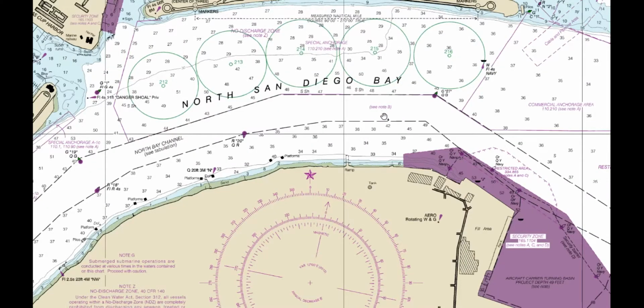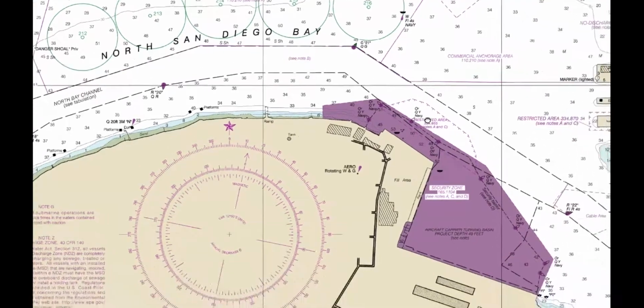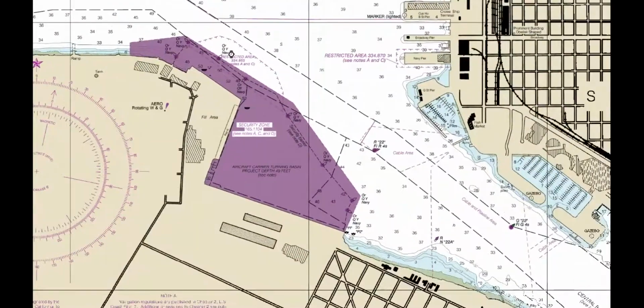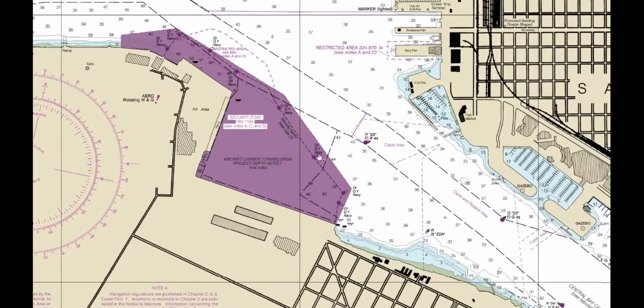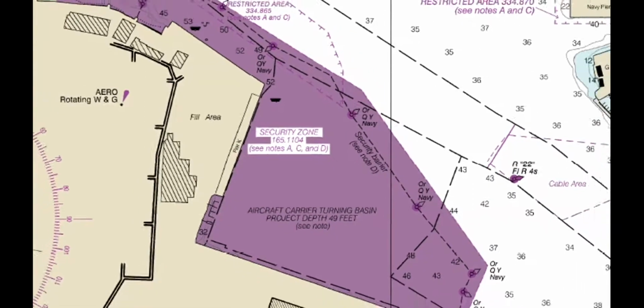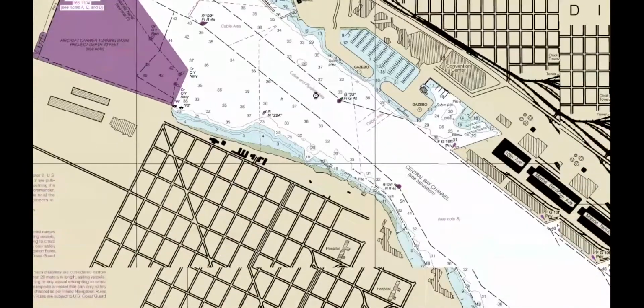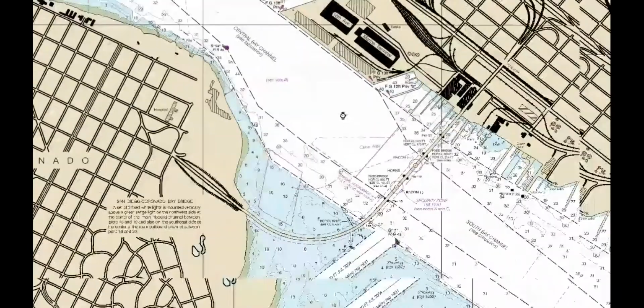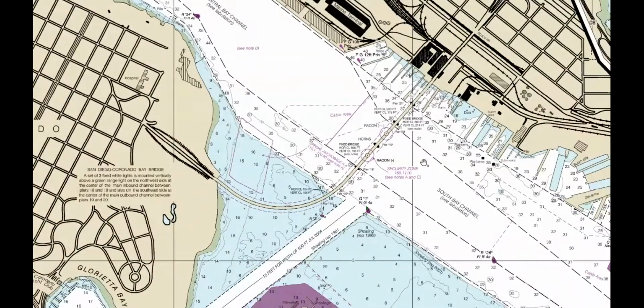Returning to our inbound transit, as I continue inbound, trying to get to Naval Station San Diego, I'll be passing the aircraft carrier turning basin. This is where the aircraft carriers go, and it's because they can't fit under the Coronado Bridge. So let's go look at the Coronado Bridge and talk about our vertical datum for height clearance.